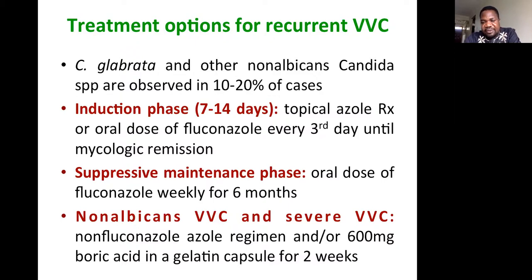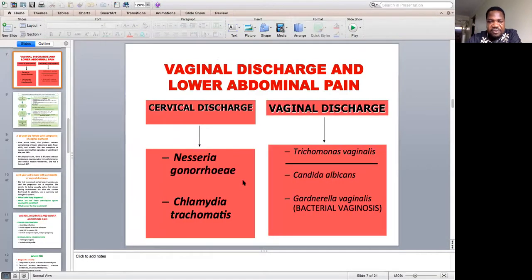Then for non-albicans vulvovaginal candidiasis and severe vulvovaginal candidiasis, you can use a non-fluconazole azole regimen because they don't respond to fluconazole. Or you can put the patient on 600 milligram boric acid that comes in a gelatin capsule for 2 weeks. So you can also use that as part of the treatment.